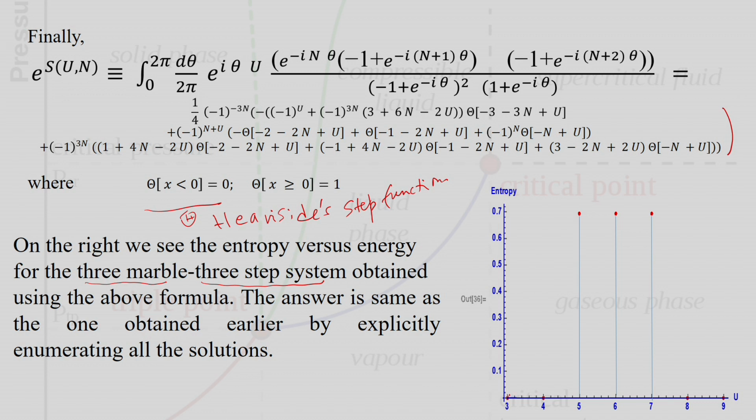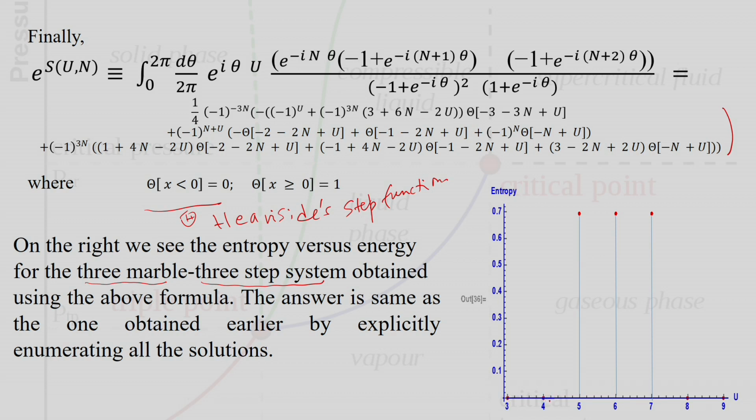So, if you rewind and go through the slide that I had described earlier, it was precisely this plot. The entropy was 0 if the energy was 3, in some units. I mean, in units where the energy of the first step, when there is 1 marble sitting on it, is 1. So if you use those units, when the energy was 3, the entropy is 0.